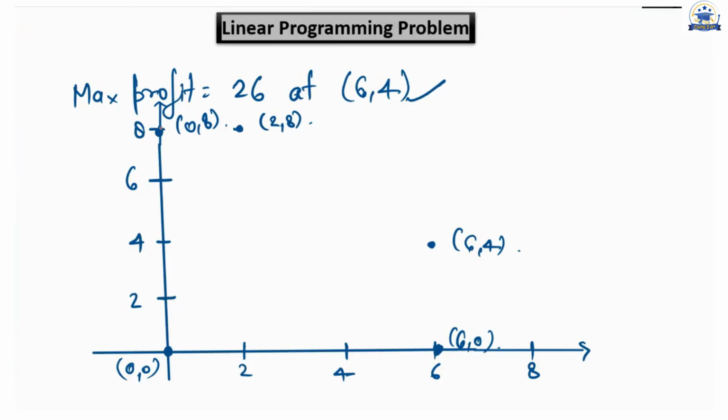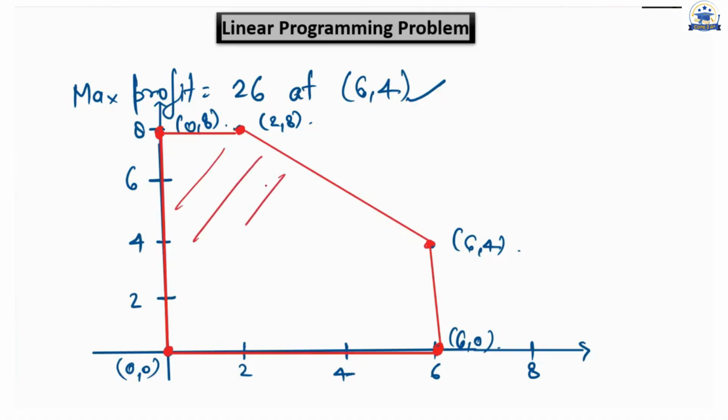So there are 1, 2, 3, 4, 5 points, and you have to connect them with each other. Okay, like this. Okay, this shaded area.